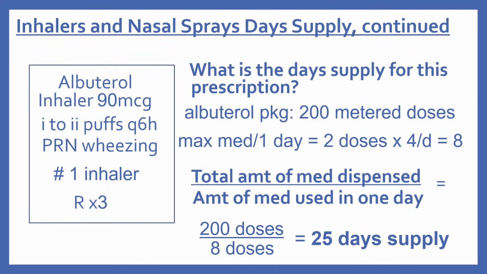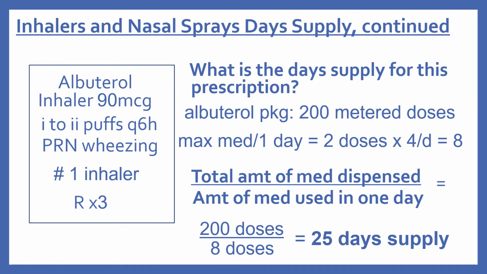We'll look at our first example here. Albuterol inhaler, 90 micrograms. 1 to 2 puffs, Q6H, PRN wheezing. Dispense 1 inhaler, refill times 3. So we know from our albuterol package that the 1 inhaler has 200 metered doses. So if we calculate the maximum amount of medication for 1 day, the max would be 2 puffs, and it'd be 4 times a day, Q6 hours.